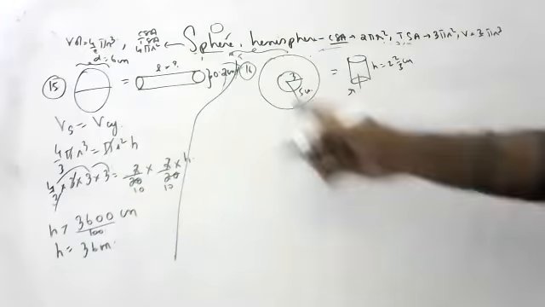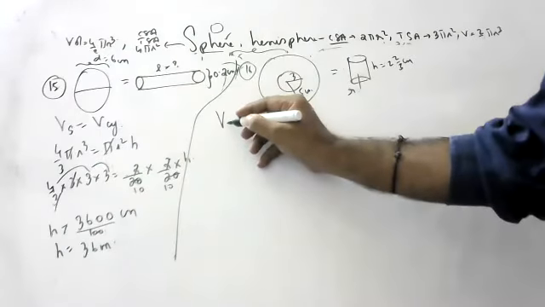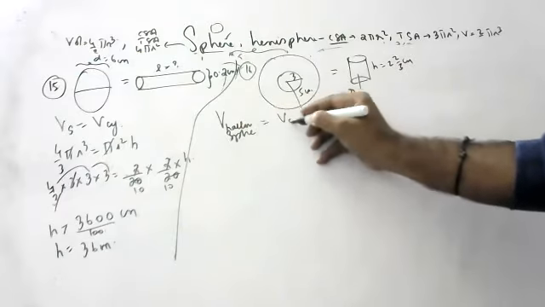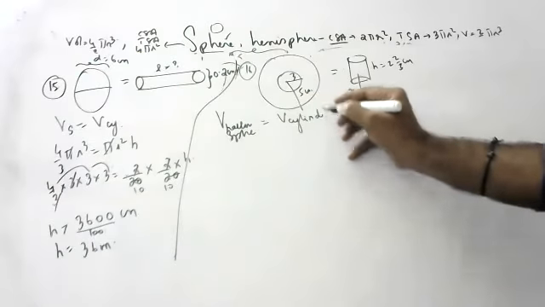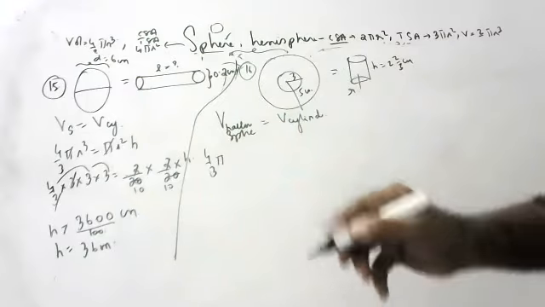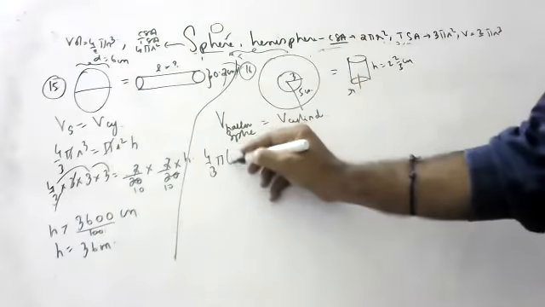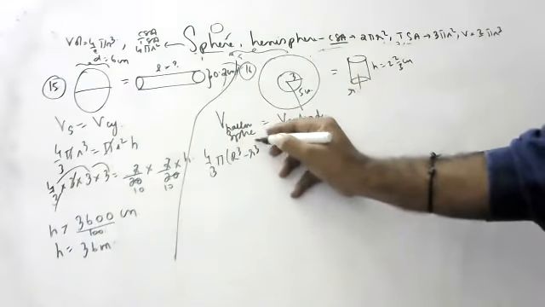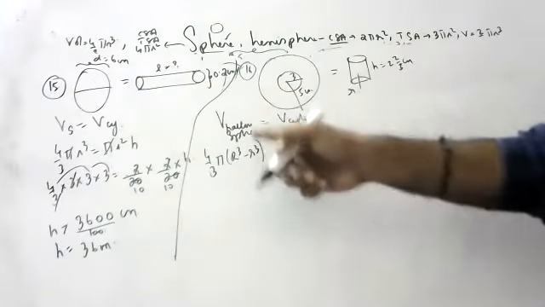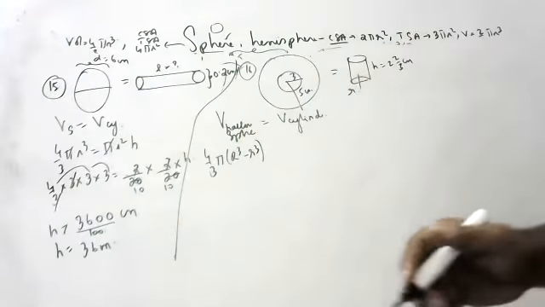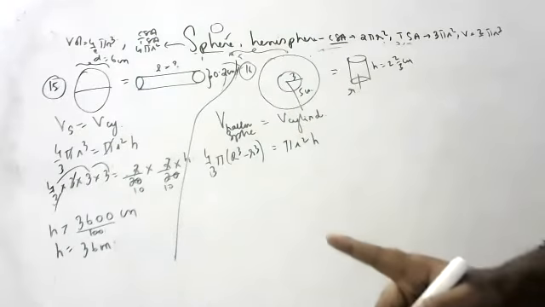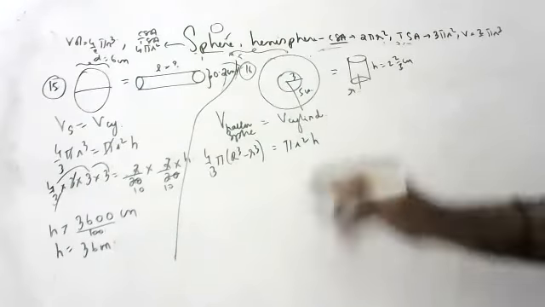Saisha? Volume of sphere is equal to volume of cylinder. Hollow sphere is equal to volume of cylinder. Very good. What is the formula of sphere? 4 by 3 pi. Hollow means big R cube minus small r cube. Hollow means 4 by 3 pi, big R cube minus small r cube. Can you repeat the formula, Nana? 4 by 3 pi into big R cube minus small r cube, hollow.